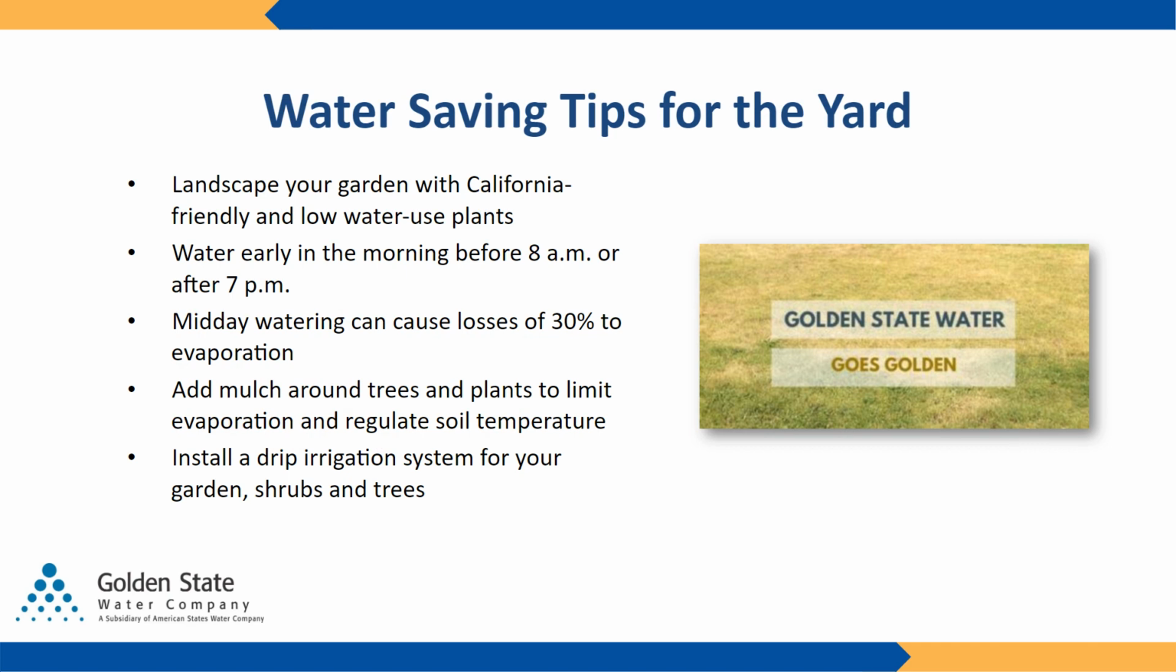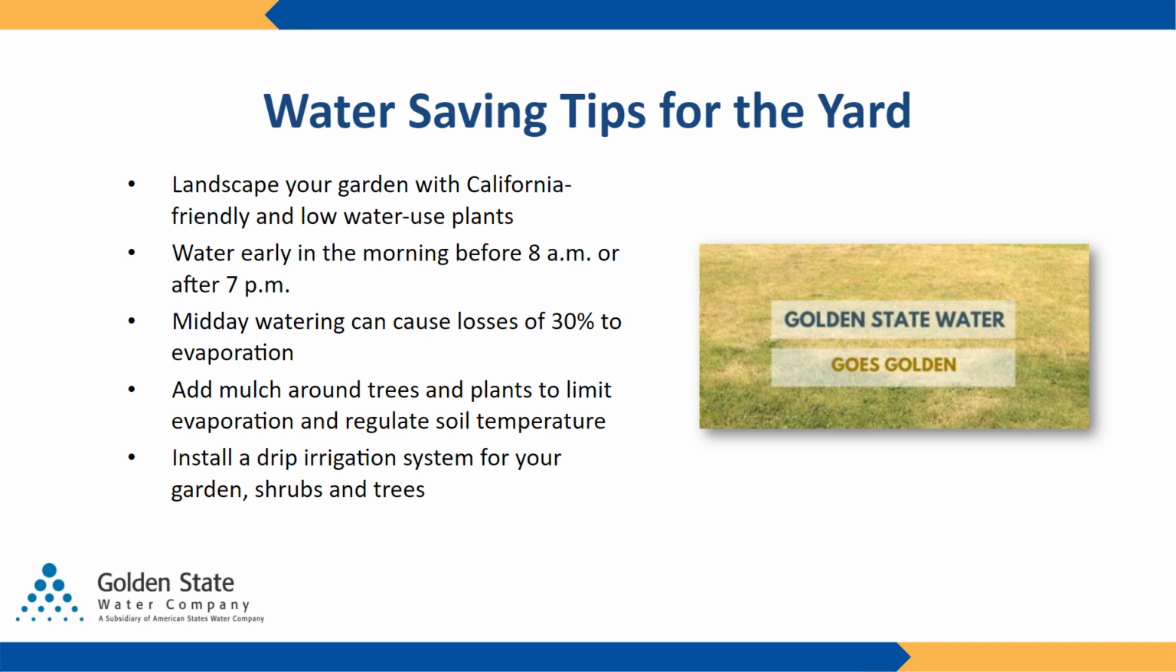Since over 50% of residential water use is outdoors, this is going to represent the biggest opportunity for you to save water. Here are some helpful tips. Landscape with California-friendly and low water use plants. Water early in the morning or late in the evening to prevent evaporation. Midday watering can cause losses of up to 30% from evaporation.